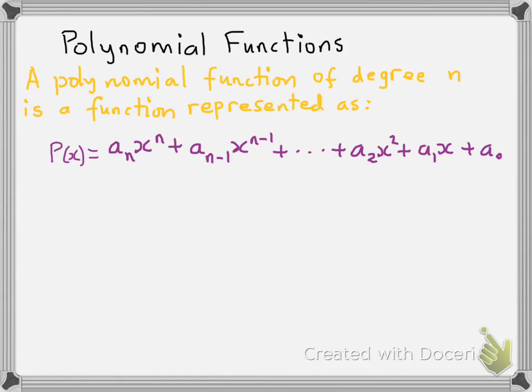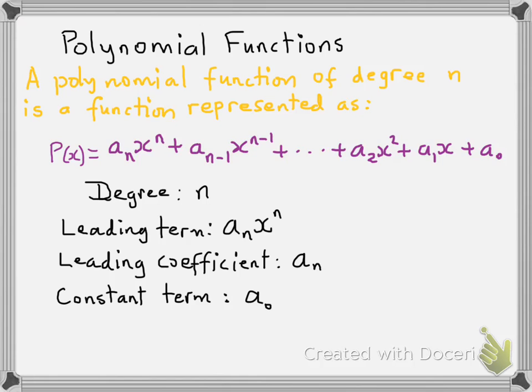So a polynomial function then of degree n is a function that looks like represented below. The only difference between this and what we talked about previously is that this is a function. So you have a left side and the right side. It says p of x equals an expression as shown here.